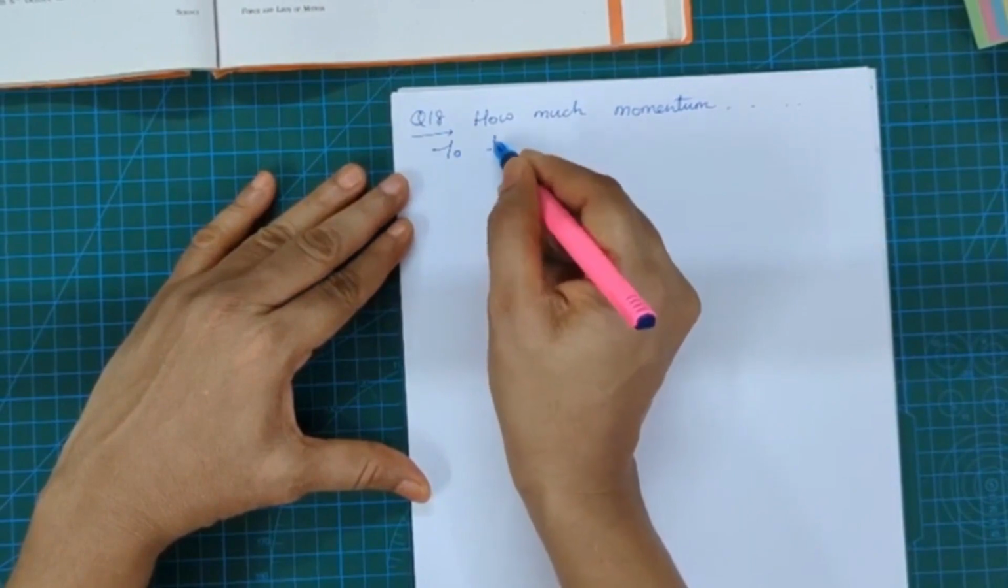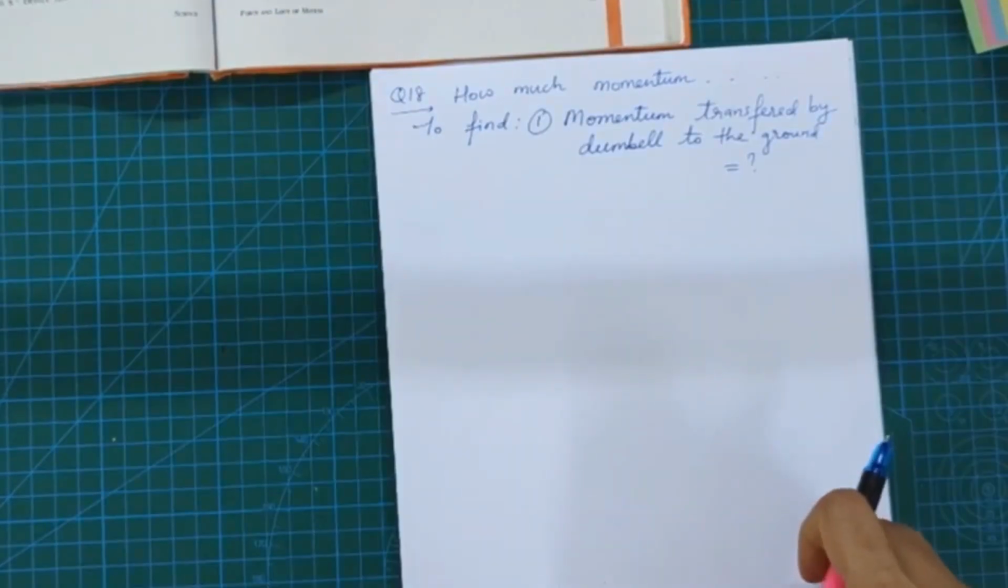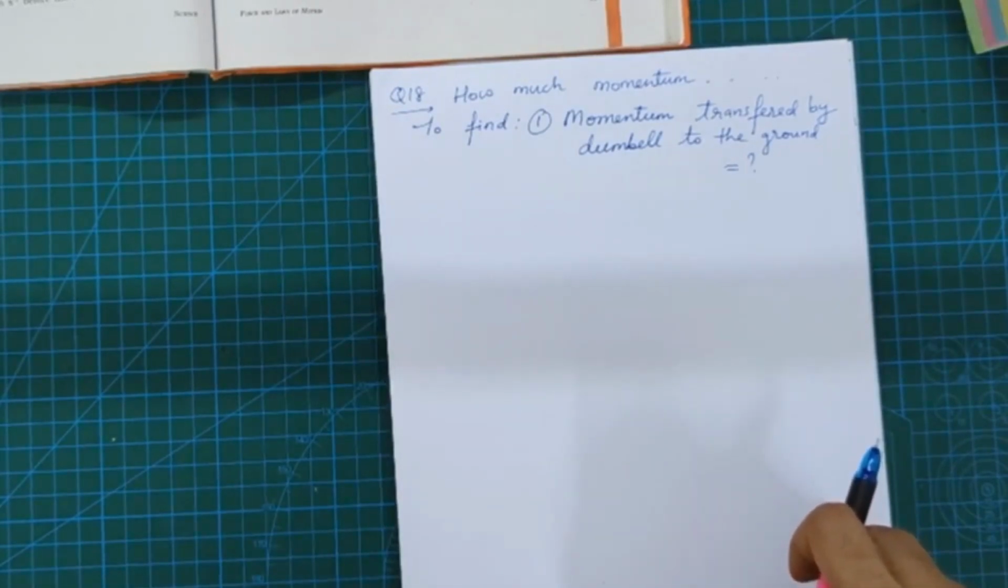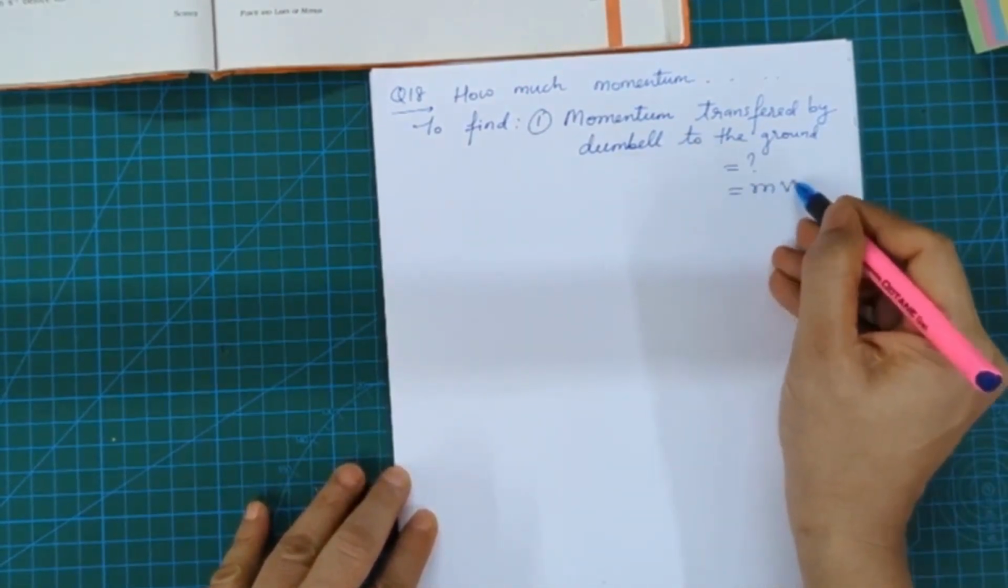Let's note down what we are supposed to find. Momentum the dumbbell transfers to the ground. See, if the dumbbell is dropped from a certain height, it will have the maximum momentum just before hitting the ground. So how much momentum it will have finally, that much momentum it will transfer to the ground. So we have to calculate final momentum. So final momentum is actually mass into final velocity.